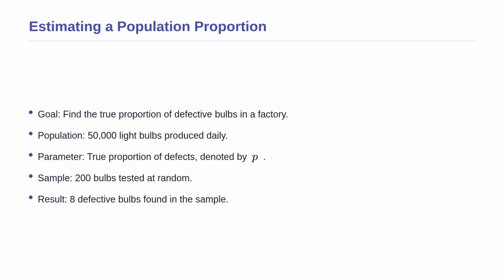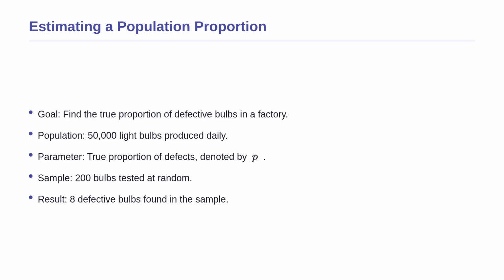Let us explore another common type of estimation. Suppose a factory produces 50,000 light bulbs a day. The manager wants to know the true proportion of defective bulbs, which is our parameter P. She cannot test all 50,000, so she tests a random sample of 200 bulbs and finds that exactly 8 of them are defective. How do we estimate the true proportion of defective bulbs for the whole factory based on this small inspection?